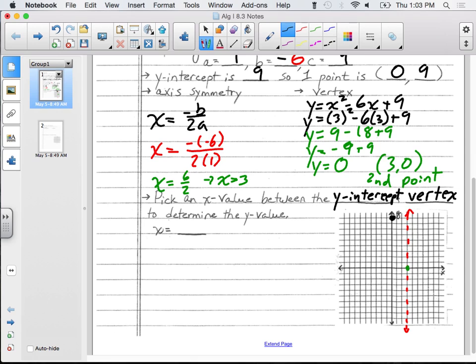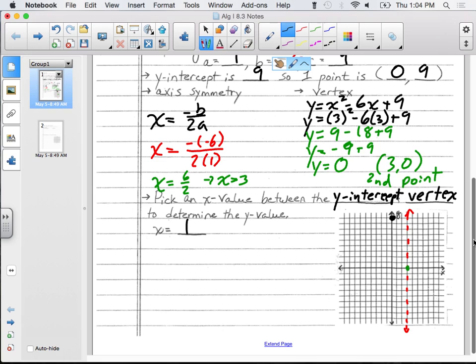So far we have 2 points, our y-intercept and our vertex, right? So what's the x value of the y-intercept? 0. What's the x value of our vertex? 3. So we've used 0 and we've used 3. So what are numbers that are in between 0 and 3? 1, 2, and 1 and 2 are the simplest ones, right? So we can pick either one. Which one do you guys want to use? 1. All right, let's do 1.